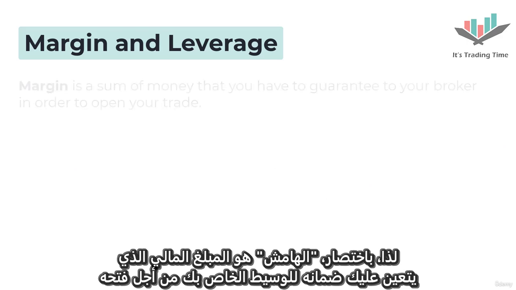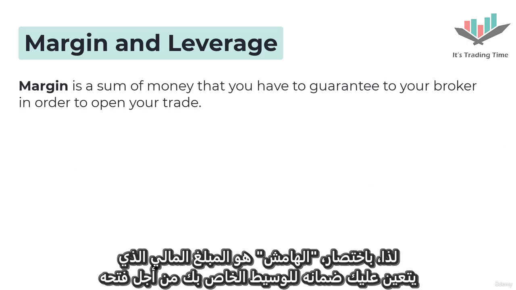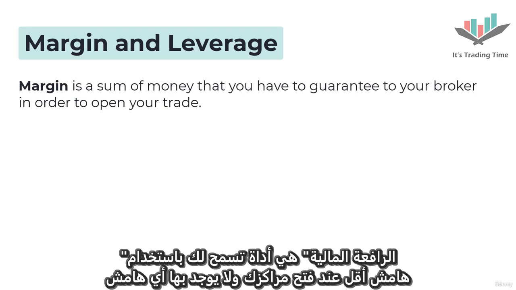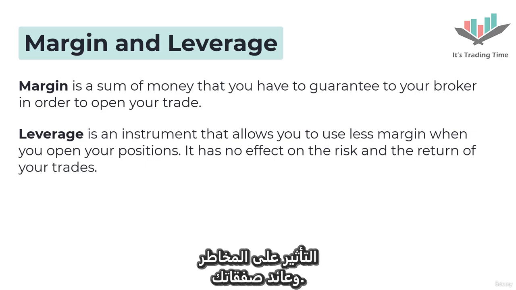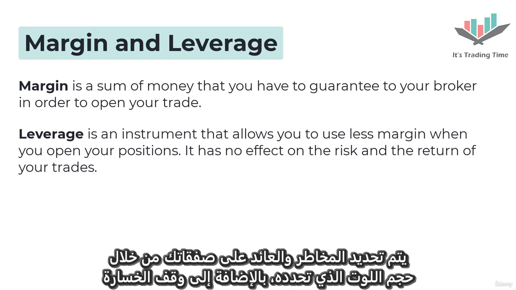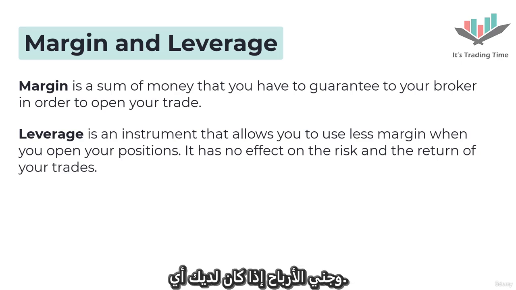So, in summary, margin is the amount of money you have to guarantee to your broker in order to open your trades. Leverage is an instrument that allows you to use less margin when you open your positions and has no effect on the risk and the return of your trades. Risk and return of your trades are determined by the lot size you set, combined with the stop loss and the take profit if you have any.